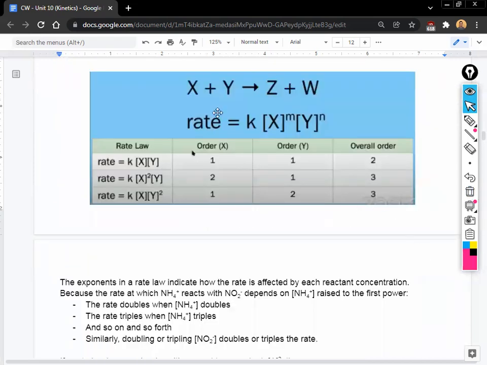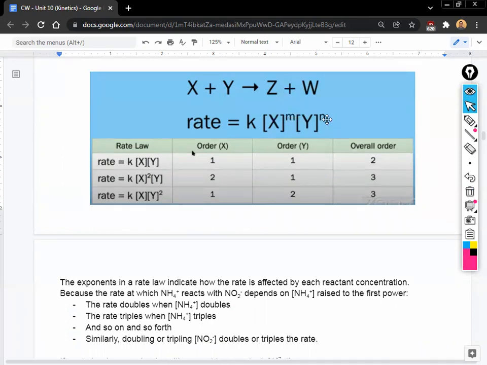Okay, so we have this chart right here, and we're not going to be doing a problem with this chart, but I want you guys to just analyze this chart real quick. I'm going to explain a couple things about it. Now, if we have an equation like this and we have the rate law, I want you guys to just look at these points here on the bottom.